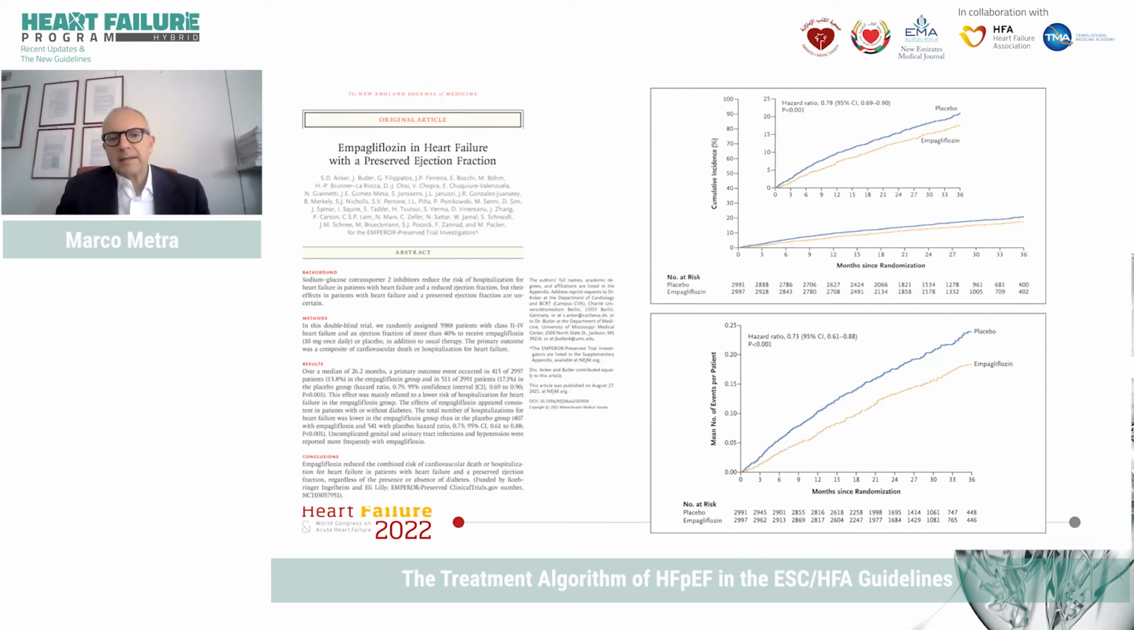A few minutes after, we had the presentation and the simultaneous publication in the New England Journal of the results of EMPEROR-Preserved, a trial including patients with an ejection fraction above 45% and increased natriuretic peptide levels, and showing a significant reduction in both the primary outcome and heart failure hospitalizations alone with empagliflozin versus placebo.